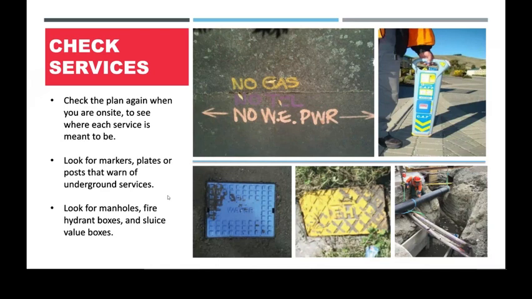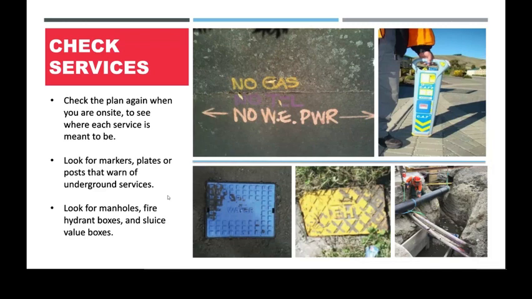So a big one for safety is checking for other services. Even on someone's private property, there may well be existing services running through it. It's not uncommon to have a sewer main or a stormwater main run through the back of a property. They're not always in the road, so sometimes they're running through people's backyards and stuff like that.